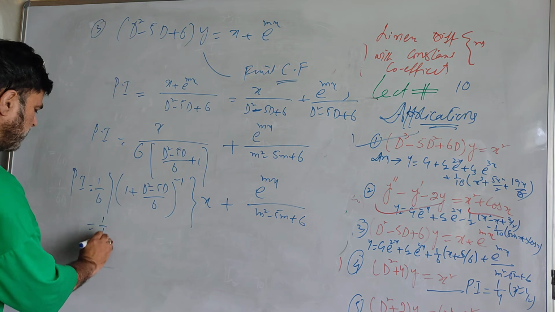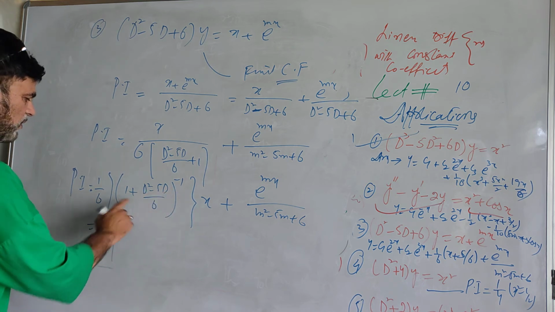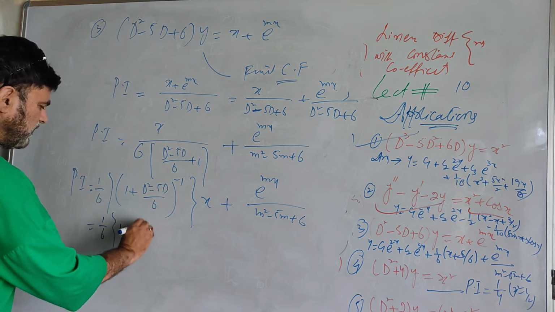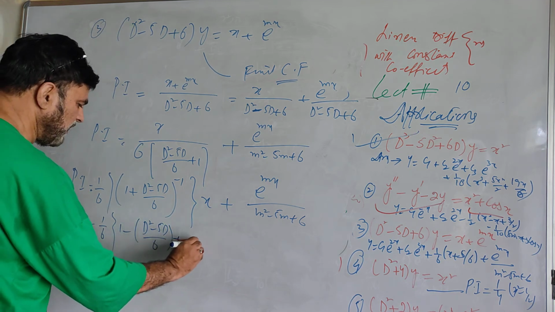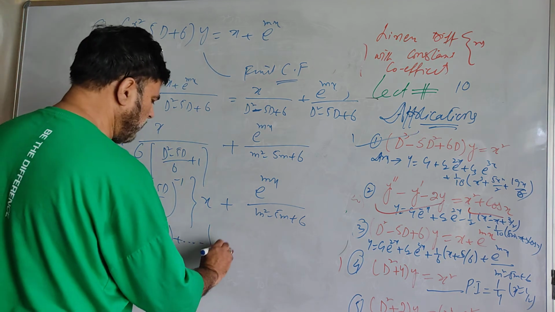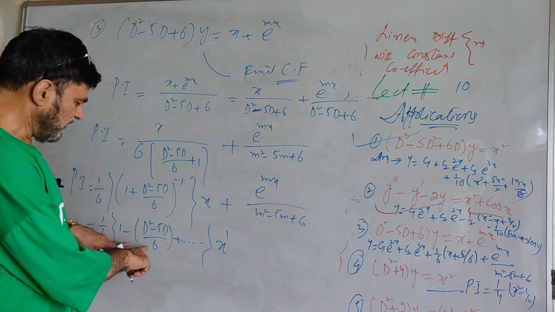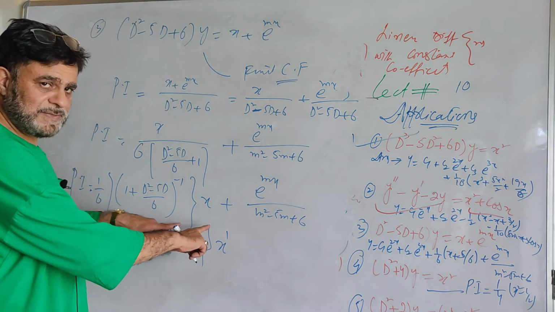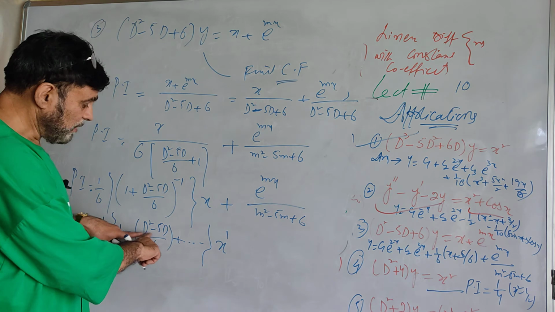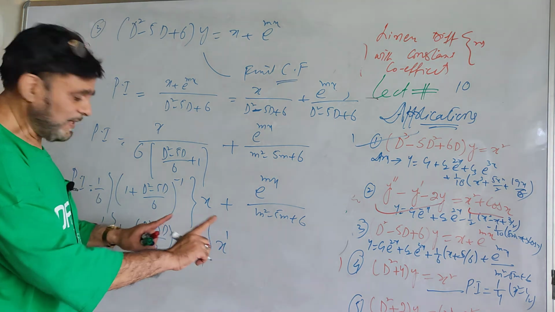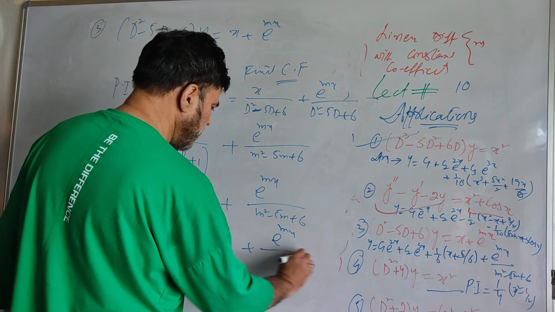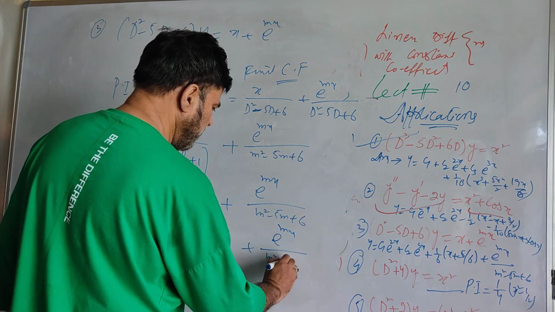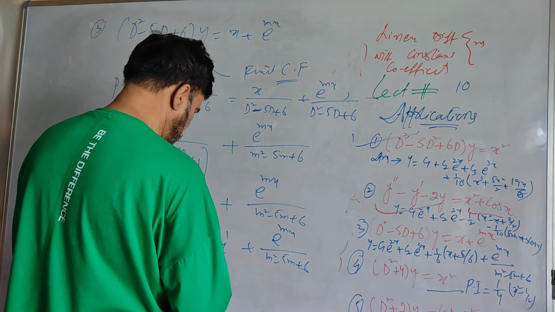This is 1 by 6. What is this? Negative becomes positive. It is 1 minus d square minus 5d by 6. No need of writing other terms because we have the power of x here 1. So I write here d power 1. The other second term would be d square minus 5d by 6 whole square. That I don't need. Then plus e raised to power mx by m square minus 5m plus 6. Okay.